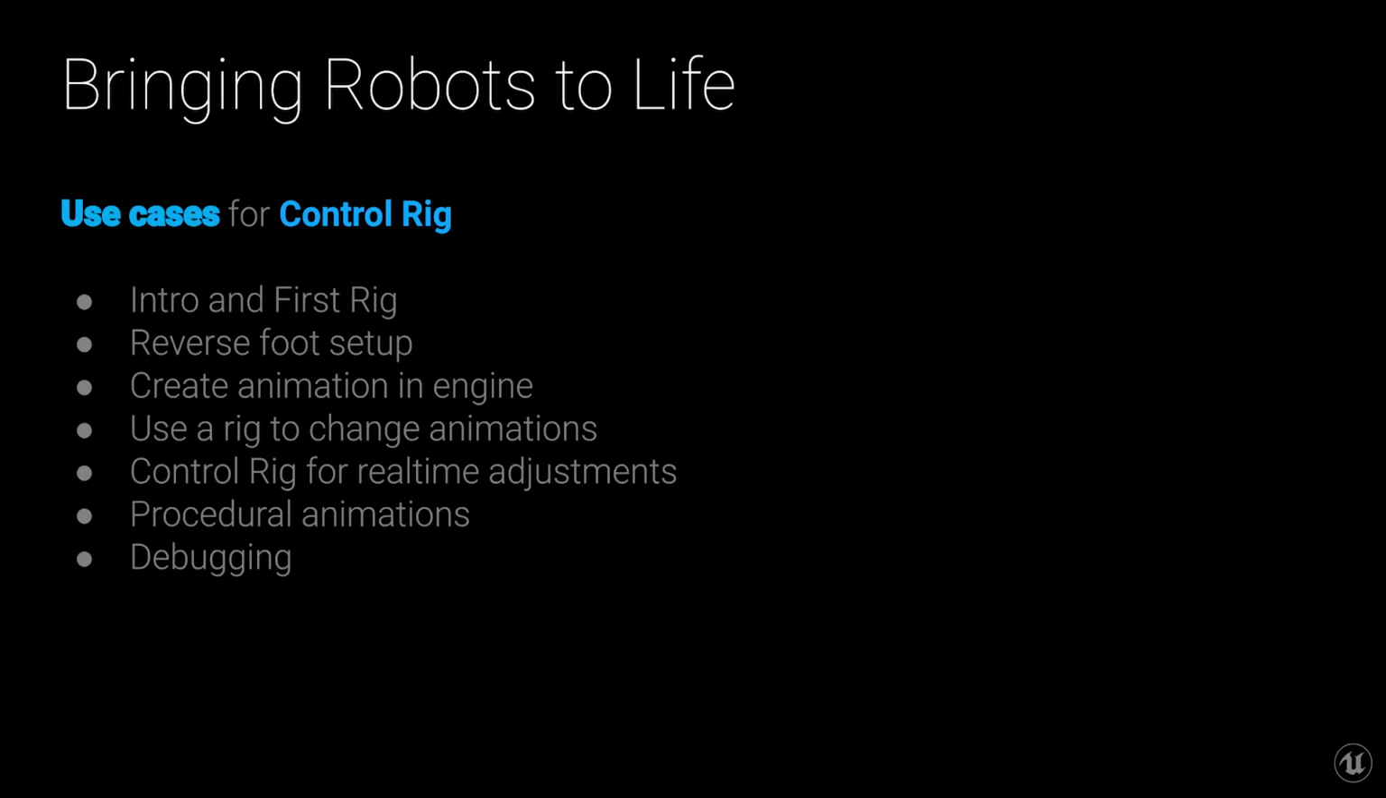This will include how Control Rig works in conjunction with other parts of the engine. We will dive deeper when checking out how to do procedural animations using the Control Rig component for the flower and for the scorpion. At the end, we will look at some debug options and tips.